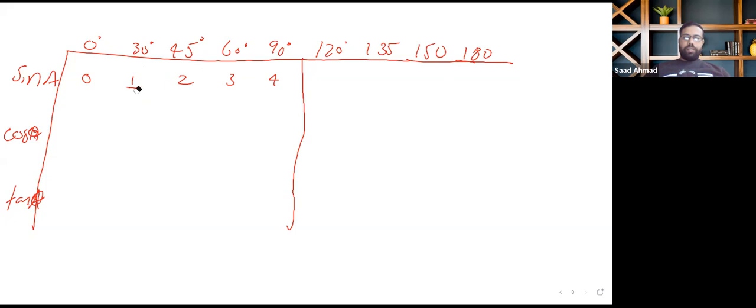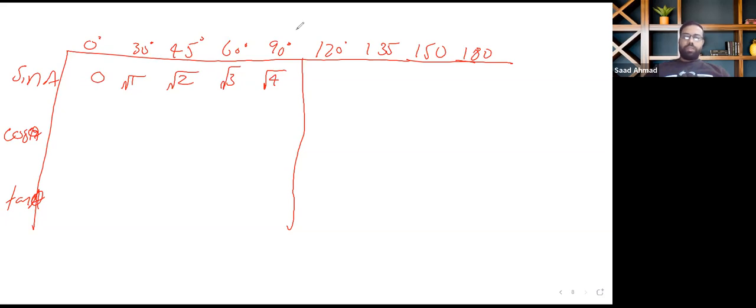Okay, now we will do the square roots of them. You just need to memorize this part. So you wrote 0, 1, 2, 3, 4, then you did the square roots. The square root of 0 is 0. The square root of 1 is 1.